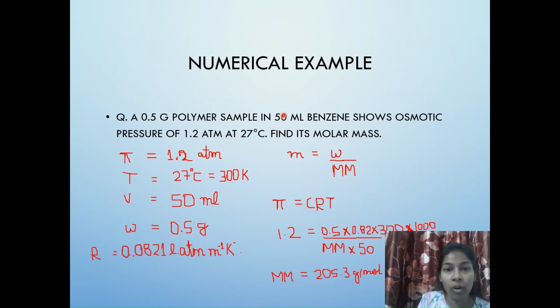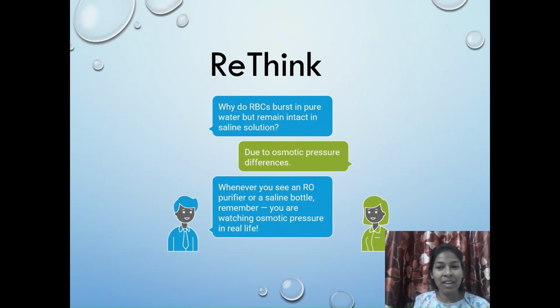Now I have given you one more numerical that you can practice on your own, and the solution is also provided. Now I think you must have got the answer from where we started. If someone asks you why the RBCs burst in pure water and just thrive in saline, now you can answer. Everywhere you see the RO bottles, I think you will feel that osmotic pressure is in our real life. Thank you, students.